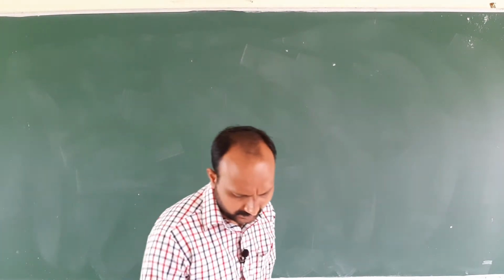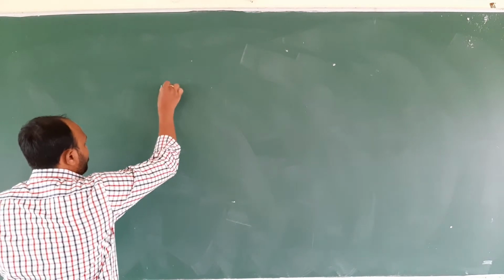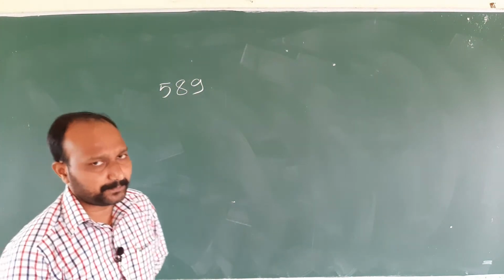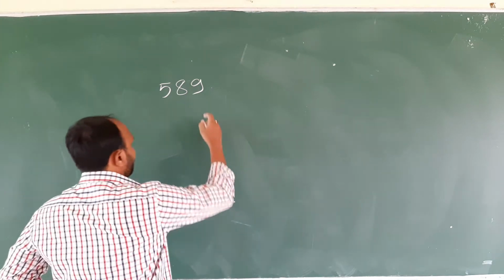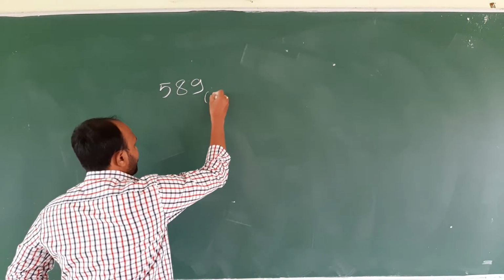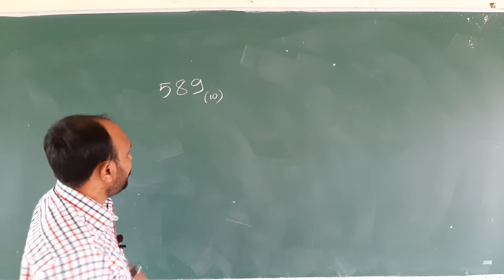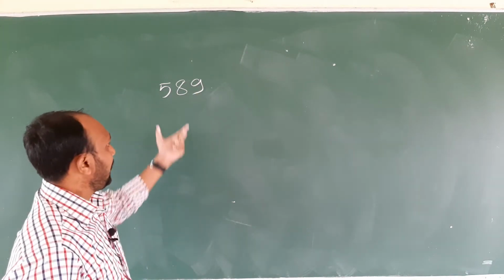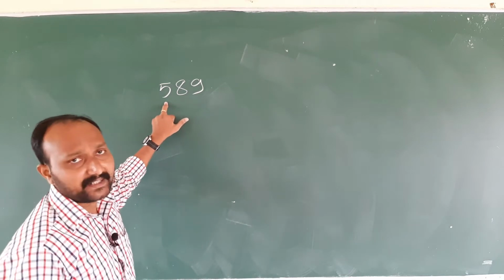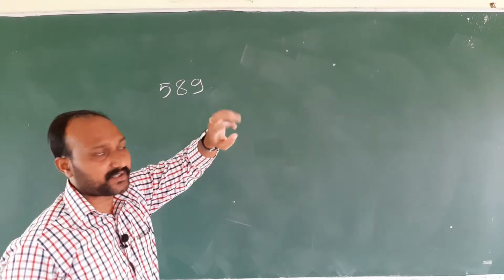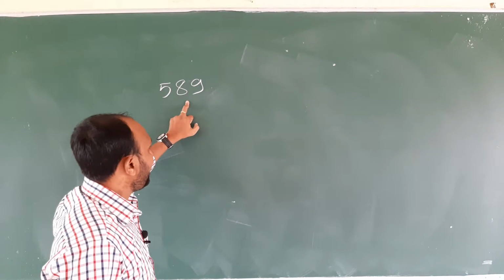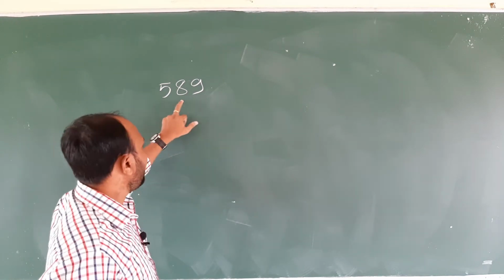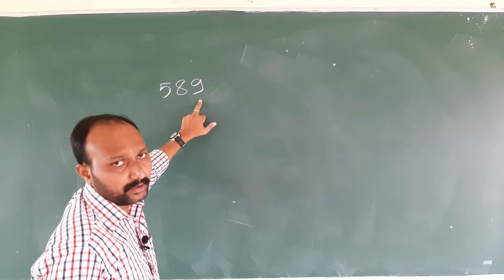Let us say 589 is a positional number system example. Let us also say that it is of base 10. Here, how are you going to determine the value of a number? This number 589 is made out of 3 digits, 5, 8 and 9. 5 is one symbol, 8 is one symbol and 9 is another symbol.